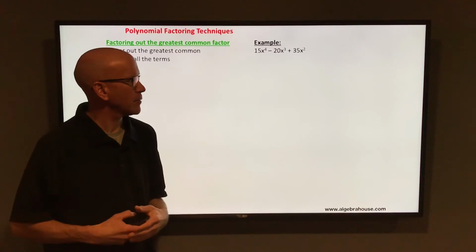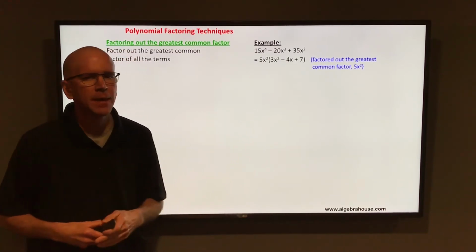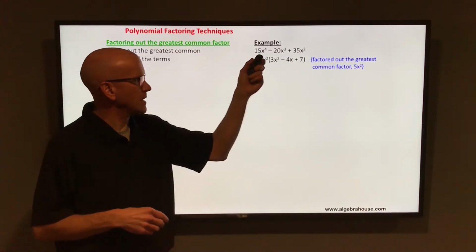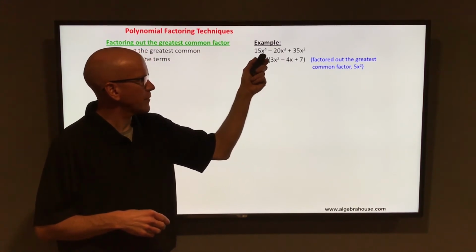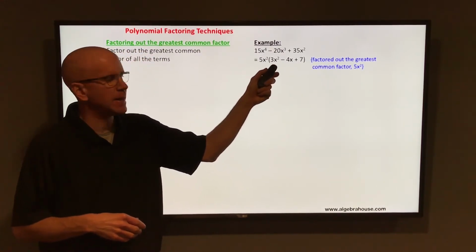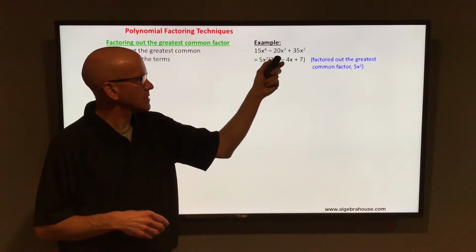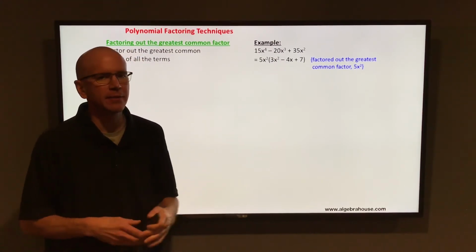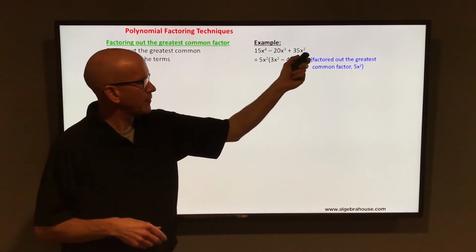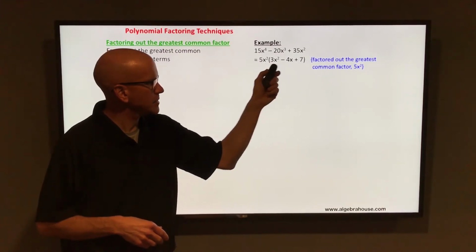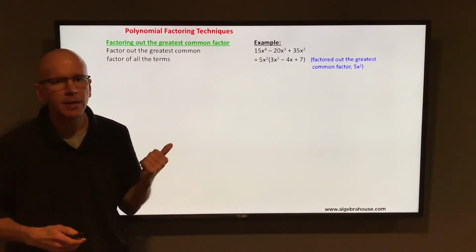So the common factor to those three terms would be 5x squared. When you factor that out, you're dividing each term by 5x squared. So 15x to the fourth divided by 5x squared, that is 3x squared. Negative 20x to the third divided by 5x squared, that is negative 4x. And on the end, 35x squared divided by 5x squared is 7. So when you factor out the common factor, that is what you get.